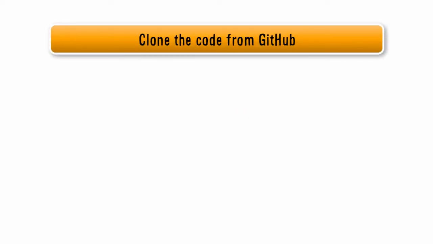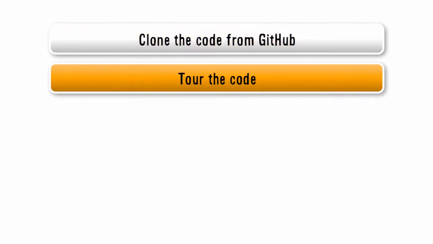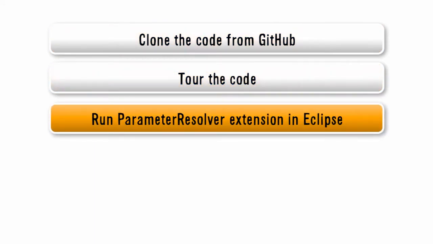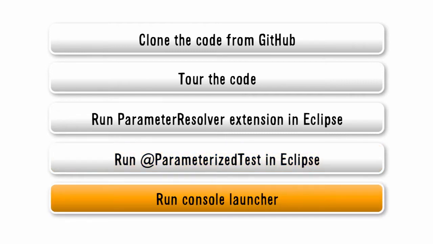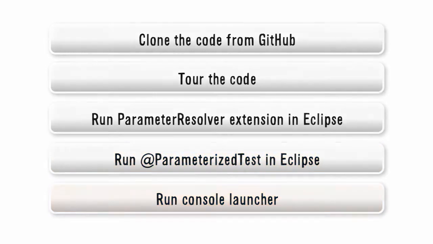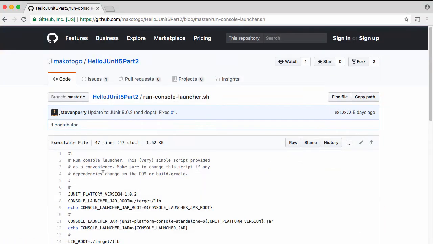In this video, we will clone the code from GitHub for Part 2, tour the code, look at and run a ParameterResolver extension in Eclipse, look at and run Parameterized Tests in Eclipse, and as a bonus, available only in this video, I'll show you how to run the console launcher. And I've included a sample script to run the launcher as well. Let's get started.